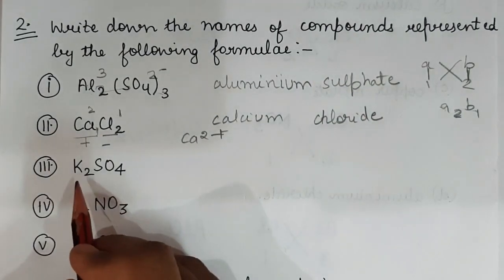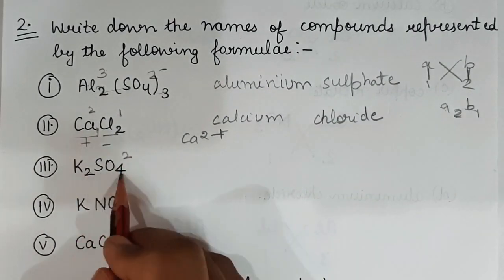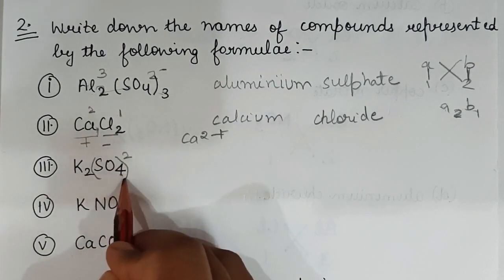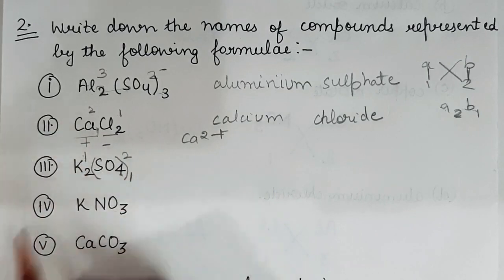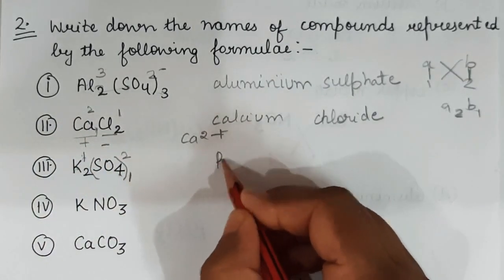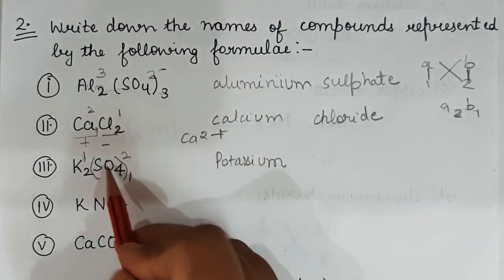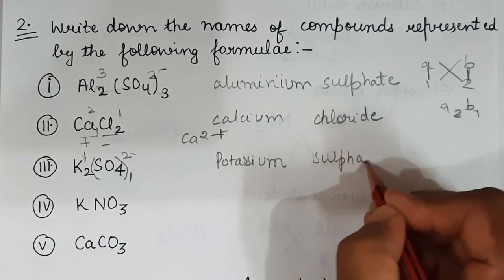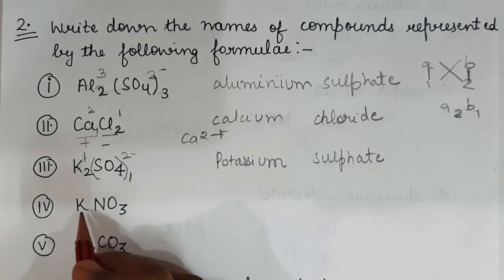Okay, next is K2SO4. So 2 belongs to this, and this SO4 is a polyatomic ion actually, so here only 1 is there. So 1 belongs to this. K+, it is potassium. And SO4 2−, it is sulfate. Potassium sulfate. Okay, next again KNO3.